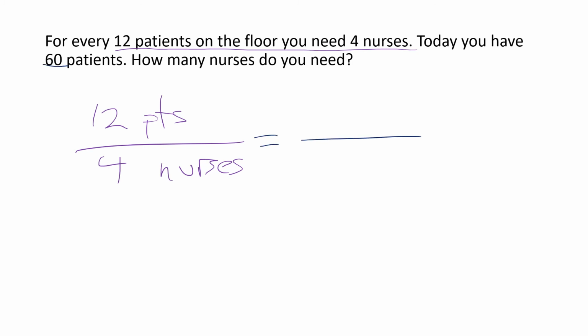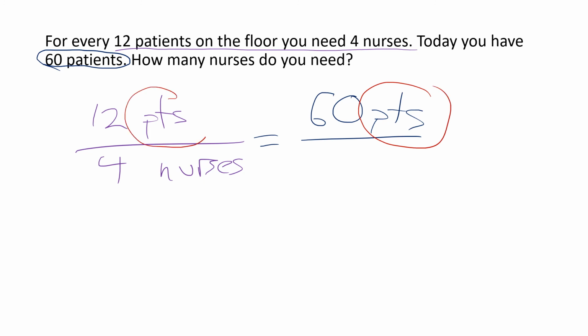Today you have 60 patients. It's a bad day in the ER. How many nurses do you need? Well, we don't know how many nurses we need. We do know that we have 60 patients. And this is key to setting up cross-multiplication problems from a word problem. You want the same units to be on the same half, either top or bottom. So patients with patients, and then we'll have down at the bottom nurses with nurses.